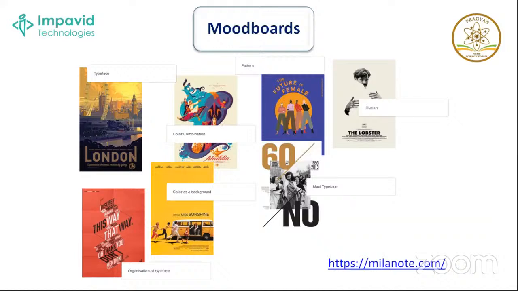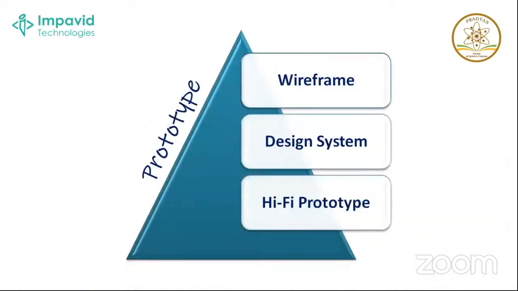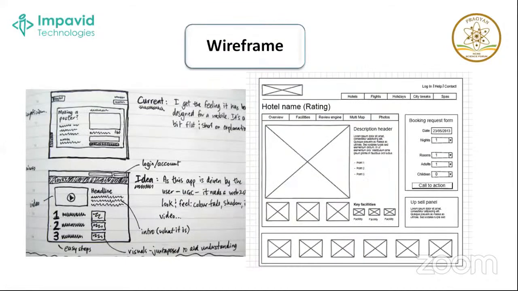What is the next stage? It's prototype. Now it is time to design based on the empathize stage, based on the definition, based on the ideas that you have developed. Here prototypes are classified into three different types: wireframe, design system, and hi-fi prototype. Today I'll be showing you the hi-fi prototype. I'll show you what exactly these are with a few examples here.